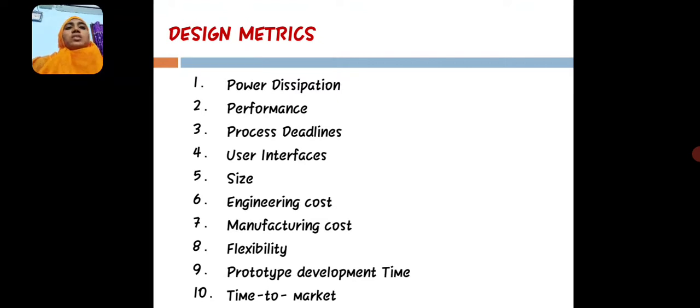Engineering cost: how many engineers work on that system and how much salary we give them. Manufacturing cost: after completion of the device, how much we spent. Flexibility: whether the device is flexible or not. Prototype development time: the overall time taken to develop the device, and whether we release the device in the market within the time period or not. These are the different design matrix points.